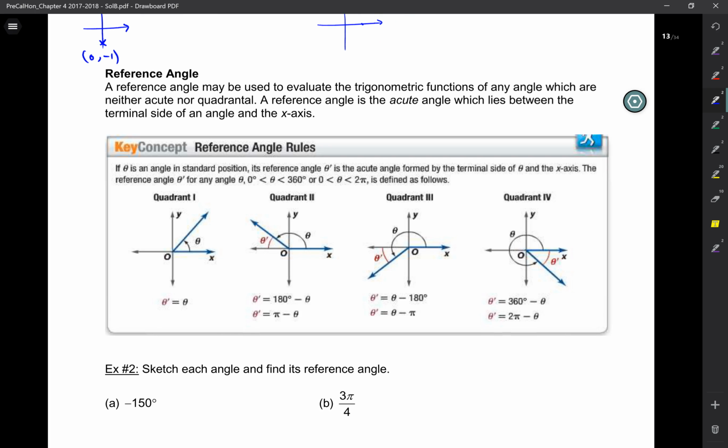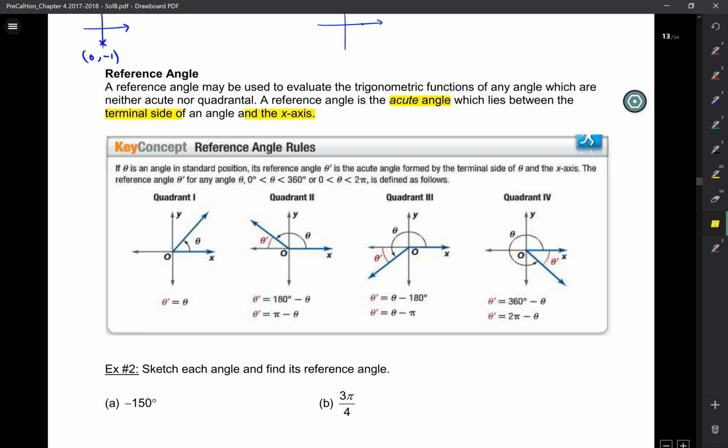Alrighty. Let's talk about reference angle. A reference angle is always the angle between the x-axis and the terminal side. Or, I like to say it, it's the acute angle. So a couple things about reference angle. It must be acute. Acute means 0 to 90. That takes care of positive, negative. 0 to 90. It has to lie between the terminal side and the x-axis.